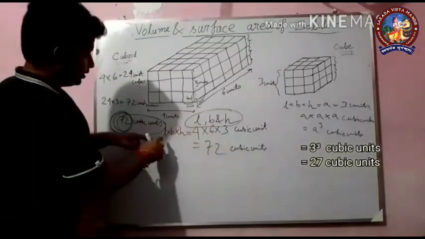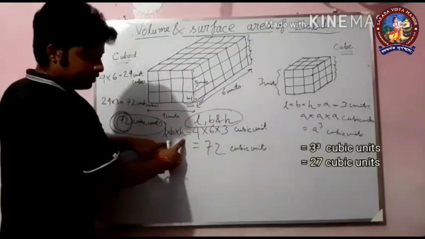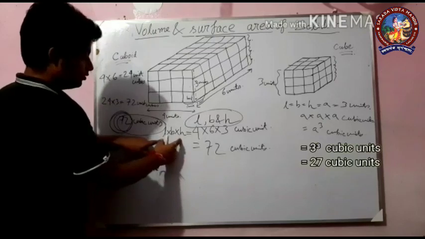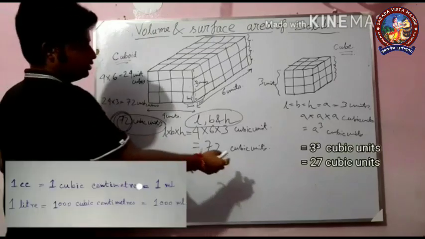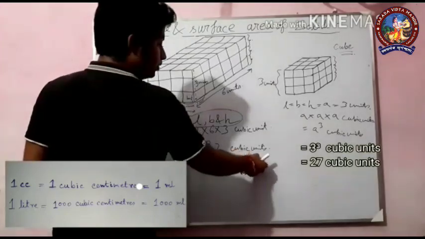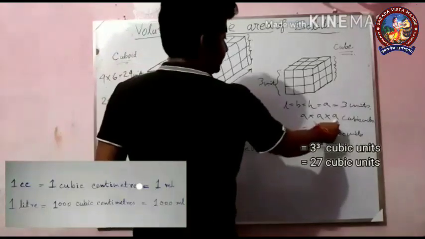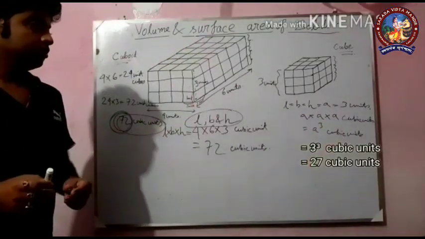Why? Because I am here multiplying the length, breadth and height, right? This is of 1 unit, this is of another unit, this is of the other unit. So 3 units are multiplying together here, so I am having cubic units. Here also I am multiplying 3 a's together, right? So I am getting a cube cubic units.